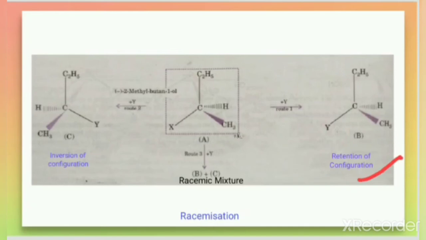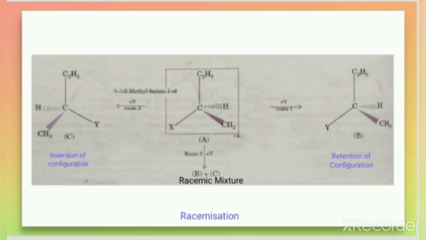Let us check route 2. In route 2, it is observed that when Y is replaced by X, the configuration gets changed here. That means the configuration of hydrogen and methyl is different from the case of the reactant. So when you compare the reactant and product, we find that the configuration is changed, and we can say such a reaction proceeds through inversion of configuration.